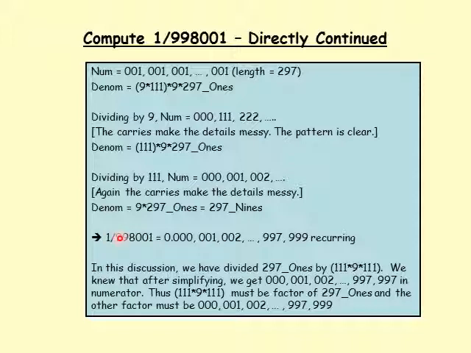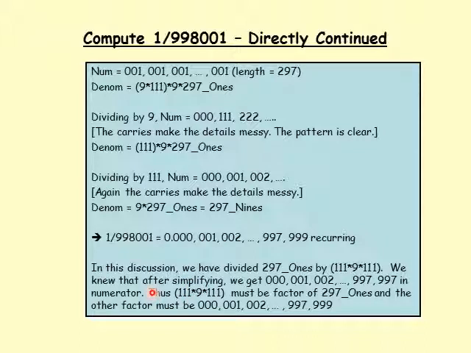So 1 over 998,001 is 000, 001, 002, and so on up to 997, and 9. And then we know that 998 will be missing, so 999 recurring. If you go through the details and work it out, you will make it work out fine. In this discussion, we had divided 297 ones by 111 times 9 times 111. We knew that after simplifying, we would get 000, 001, 002, up to 997, 999 in the numerator.